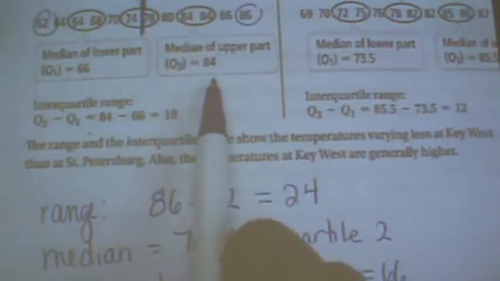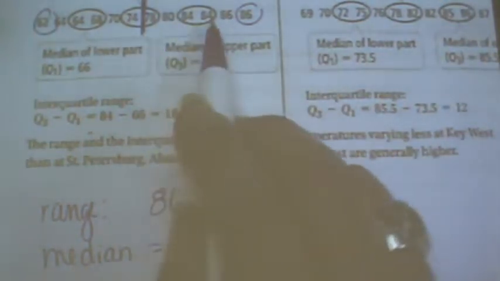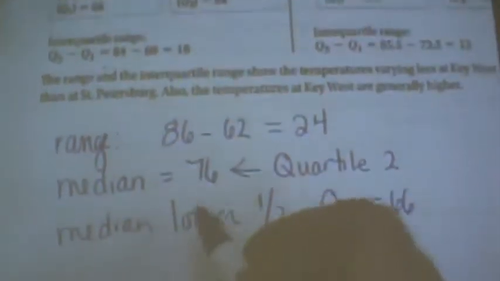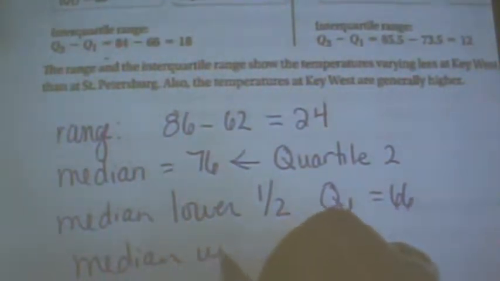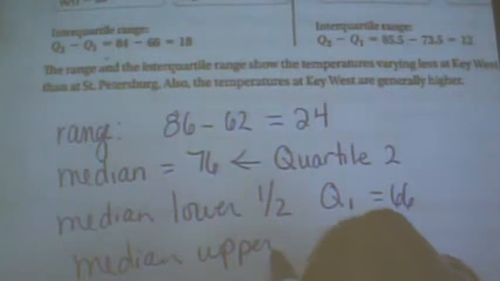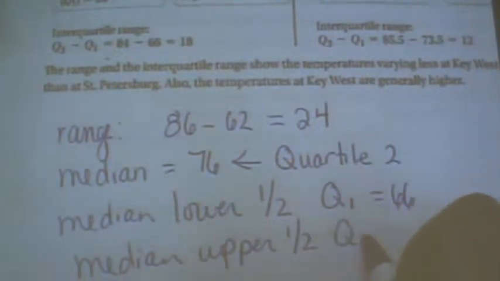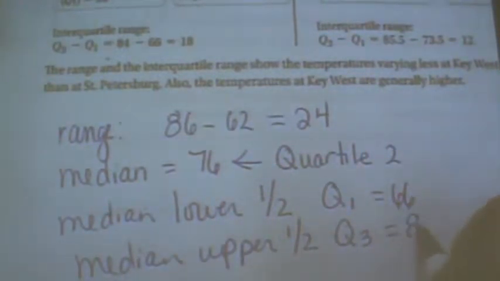And then you're going to find the median of the upper half, which is right in the middle of these two, which is 84. Well, 84 and 84. The middle number is 84. So the median of the upper half we call quartile 3, and this is 84.